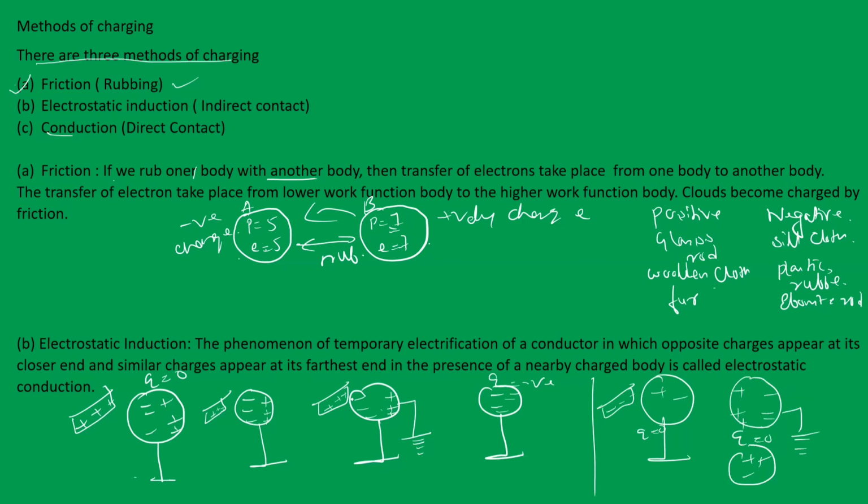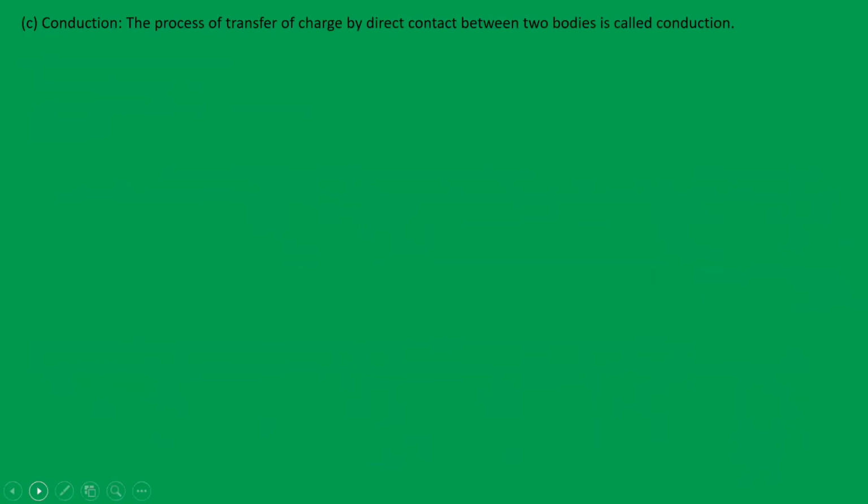And then this particular charged body is taken away. I think the concept is clear. Okay, next we will see conduction. What actually happens in conduction? When we are talking about conduction, the transfer of charge takes place by direct contact, meaning two bodies will be in direct contact.